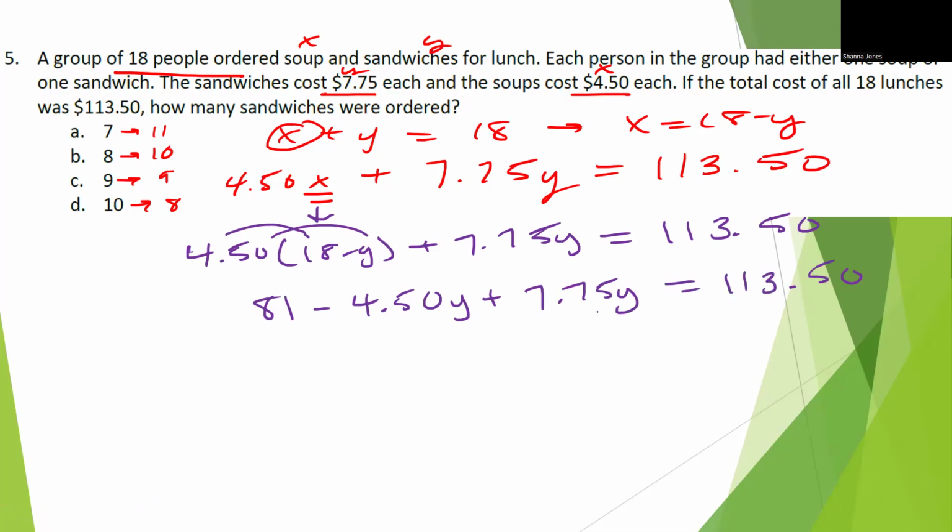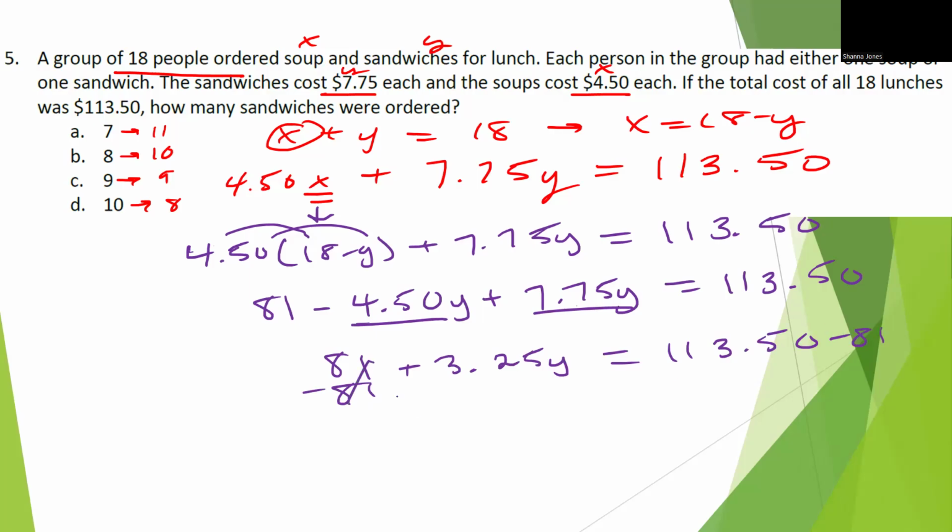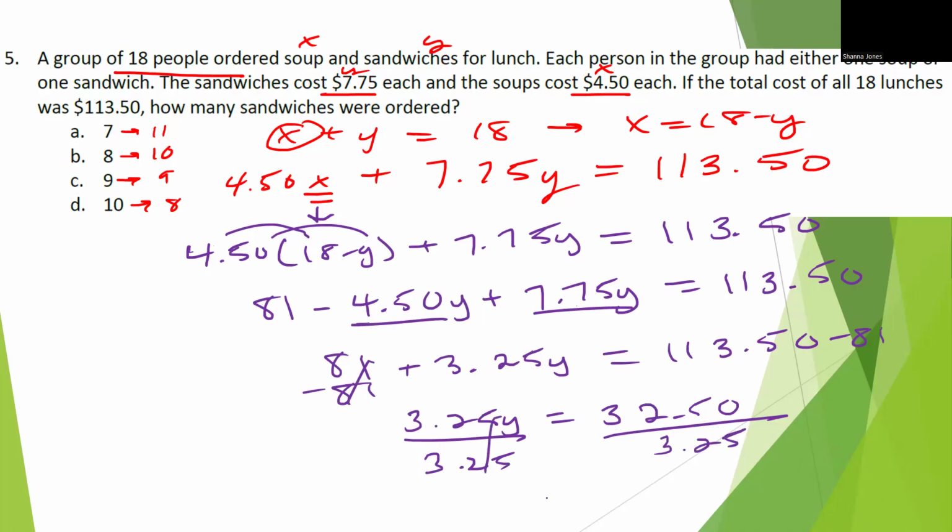The amount of time it would take you to do this is the same amount of time it took you to plug and chug. Okay, I combine like terms, so I have negative 450 and I have positive 775. That's going to leave me with 81 plus 325y. And now I'm going to subtract 81. What I do to one side, I do to the other, and I'm left with 325y equals 3250. And now I divide both sides by 325, and we get 10. So we know that y equals 10 sandwiches. Okay? That's how you would solve it without a graphing calculator.